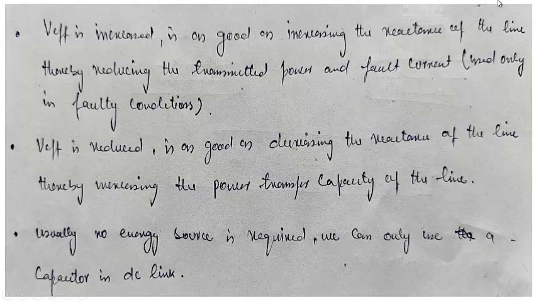Okay, we'll explain it a bit more. If V effective is increased, it is as good as increasing the reactance of the line, thereby reducing the transmitted power and the fault current. This is usually used only in fault conditions. If V effective is reduced, it is as good as decreasing the reactance of the line, thereby increasing the power transfer capability of the line.